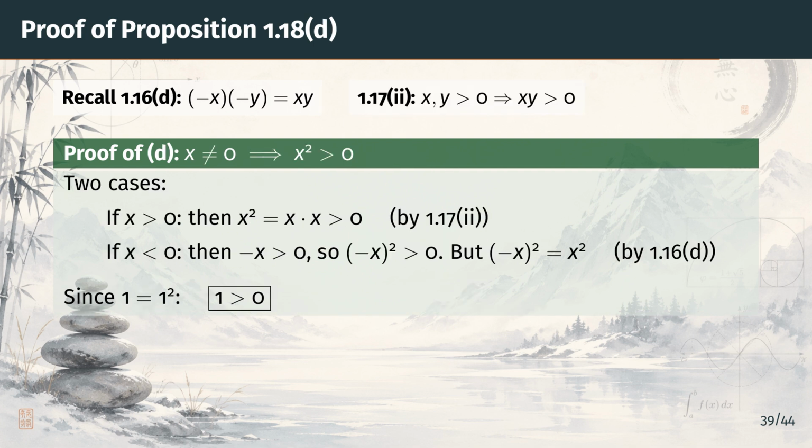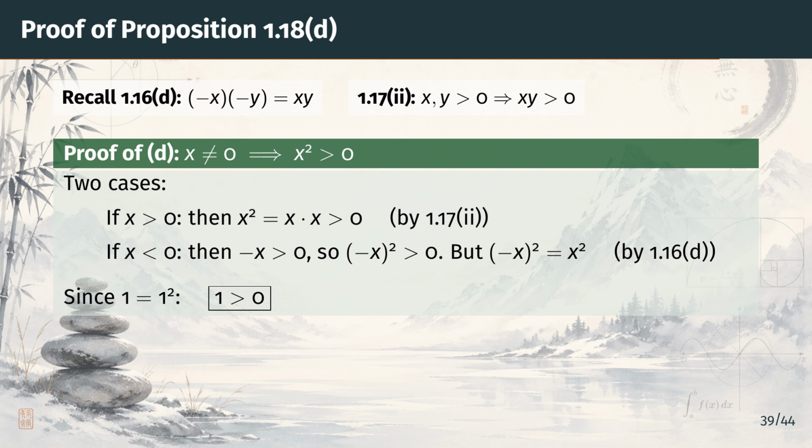Part D has two cases. If x is positive, then x times x is the product of two positive numbers, which is positive by Definition 1.17 Part 2, the axiom that says the product of two positive elements is positive. If x is negative, then negative x is positive, so negative x squared is positive. But recall Proposition 1.16 Part D, which says that negative x times negative y equals xy. Setting y equal to x, we get negative x squared equals x squared. Either way, x squared is positive.